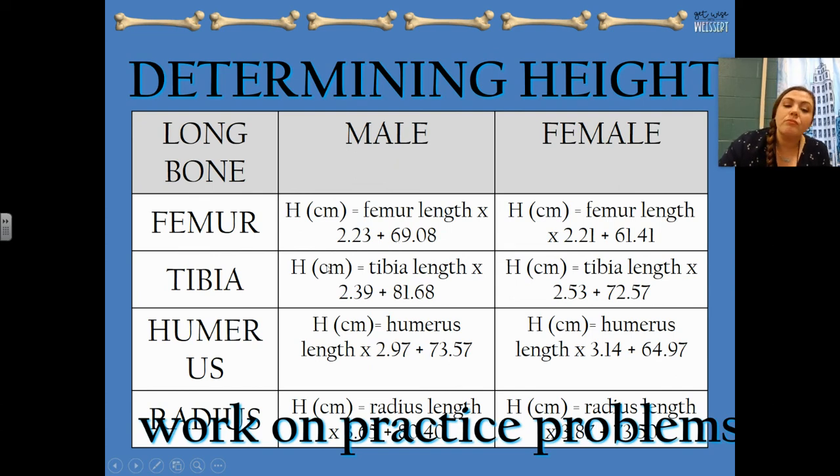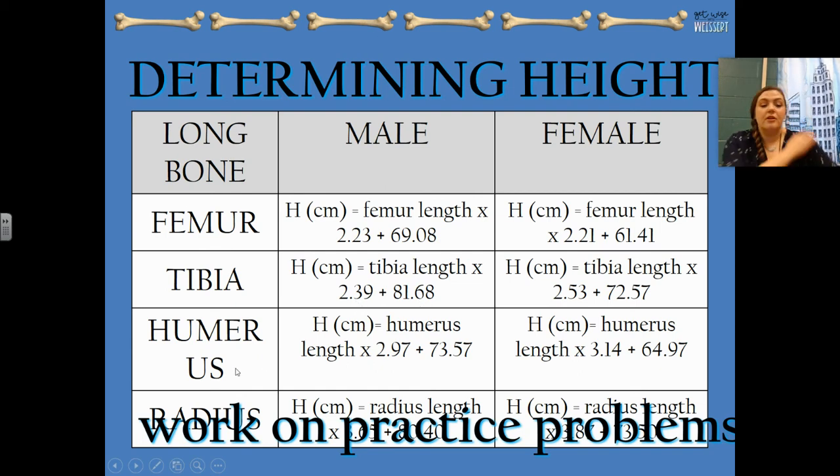Okay. Now, the tibia. Where's our tibia? That's in our calf. I just blanked on where it's at. It's in your calf. So if I have my tibia bone, I could do my tibia or my fibula, but this chart's only showing you the tibia. So the tibia is below the knee. Below my knee to my ankle is my tibia. And I take my tibia length that I measure, I multiply by 2.39, and I add on 81.68.